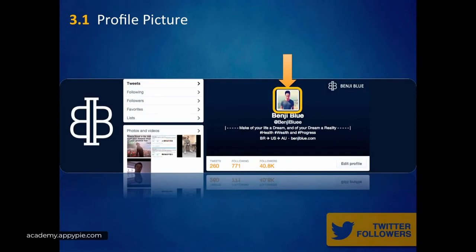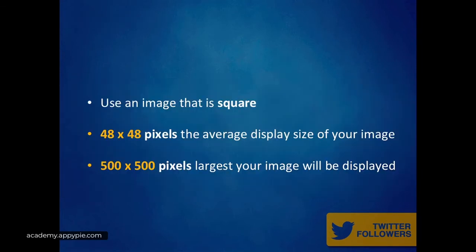So first off, 3.1 Twitter profile. That is it right there, the one that's highlighted, the smallest but most commonly seen photo on your Twitter page. So you want to use an image that is a square. This is because it is represented as a square on Twitter, and you don't want critical details cut out on either side. 48 by 48 pixels is the average display size of your image on Twitter, which means it's most commonly seen at 48 by 48 pixels around the side.